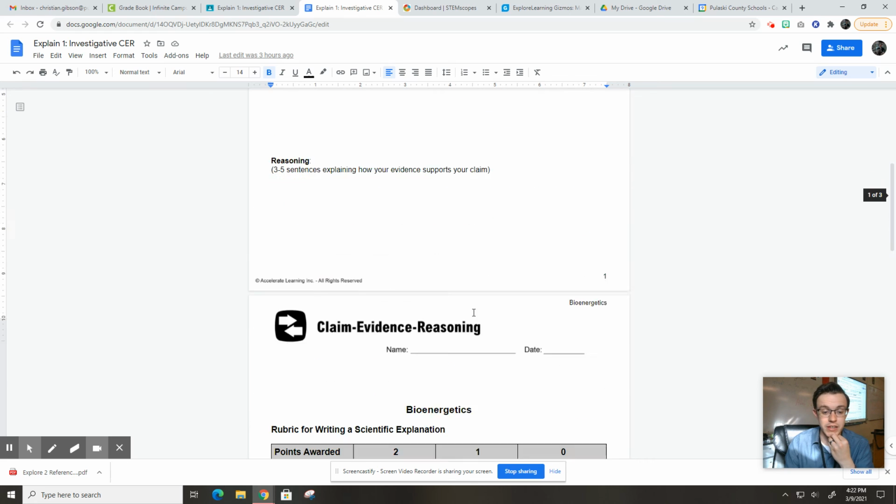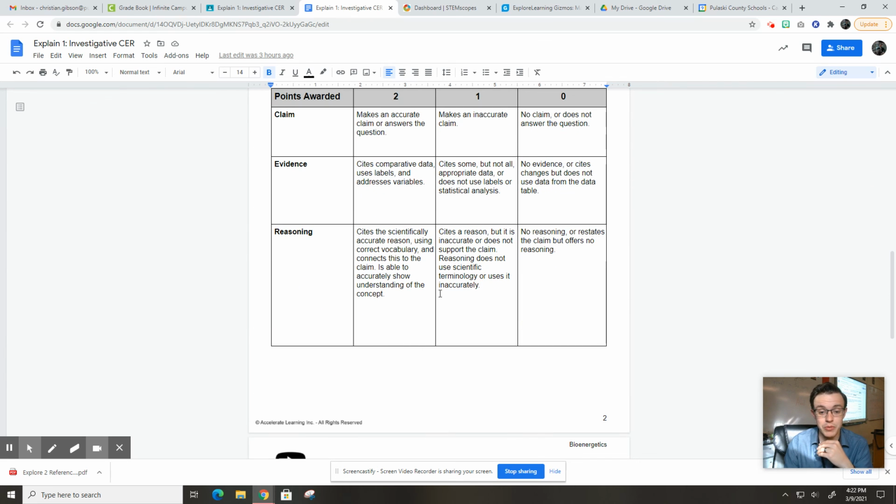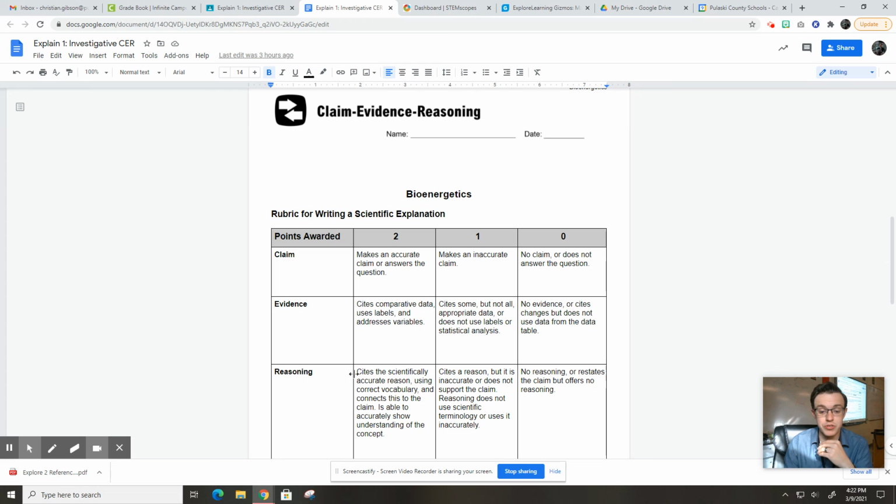And here's a rubric so that you guys know exactly what I'm expecting when it comes to how to write the CER and get a perfect score.